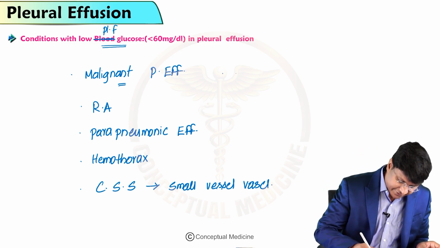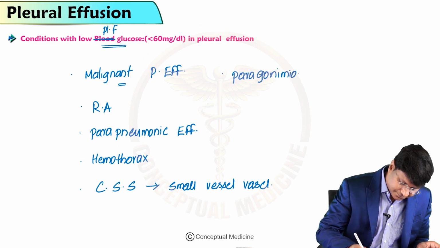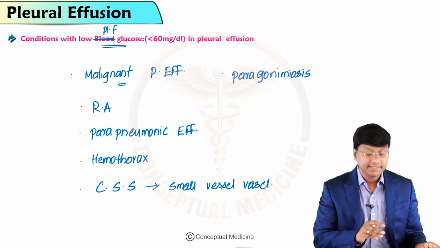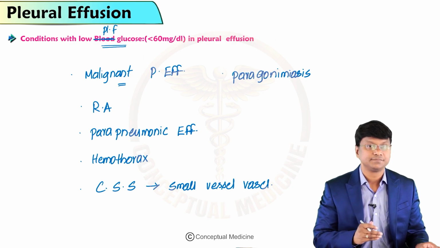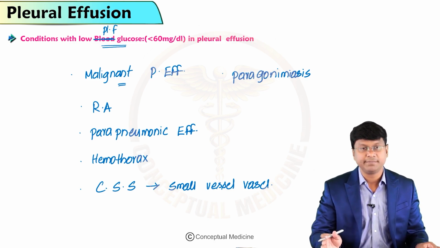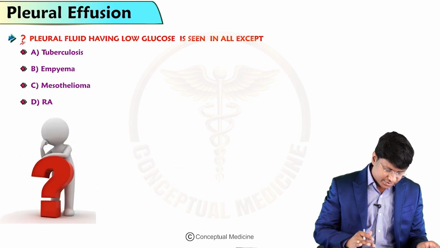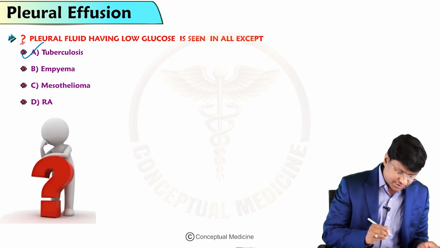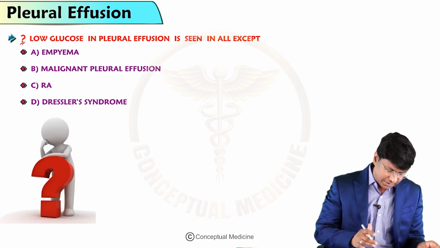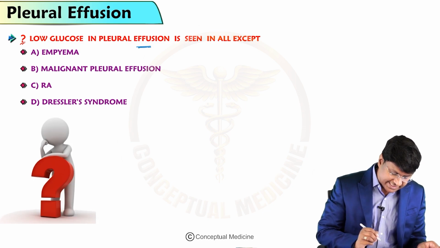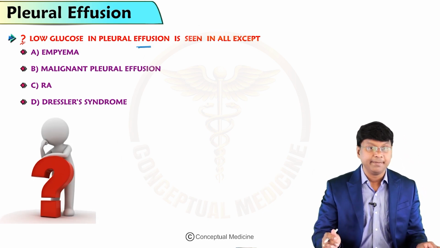Then parasitic infection, that is paragonimiasis. These are all the conditions where you have the pleural fluid glucose less than that of the blood glucose. So, in this question, what is the answer now? The answer is tuberculosis.